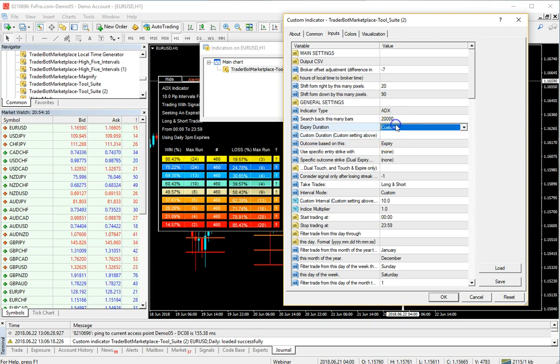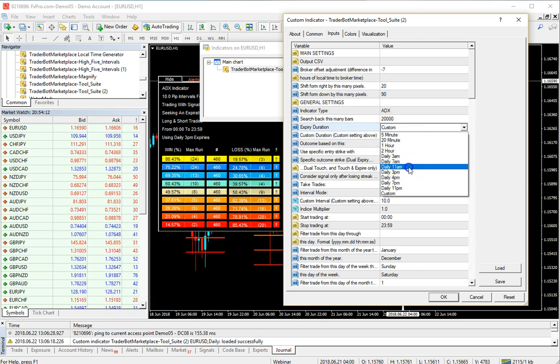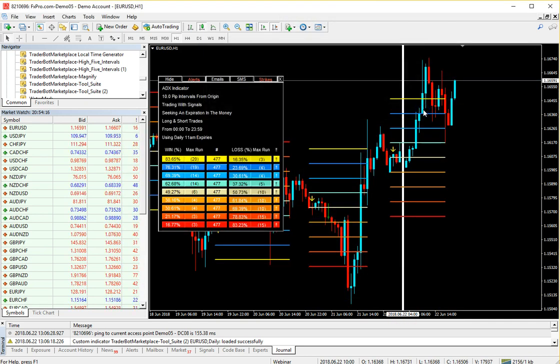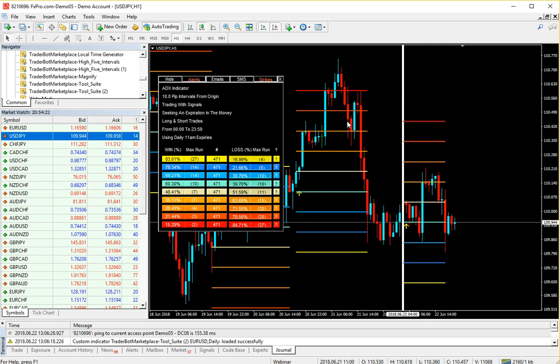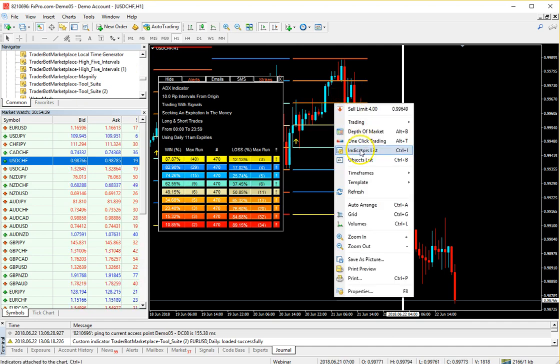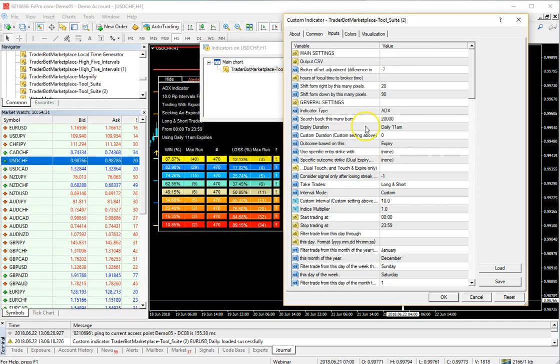Hang on. There we go. I'm going to look at an 11 a.m. expiry. I'm going to look at a different asset. And I want you to do the same. I want you to play around with it. And that is expiry duration. We will combine it all together here shortly.